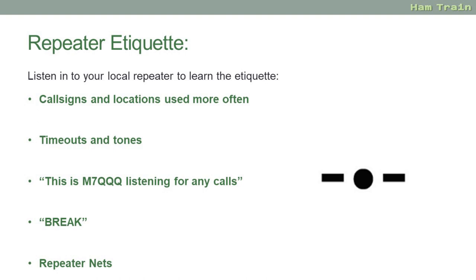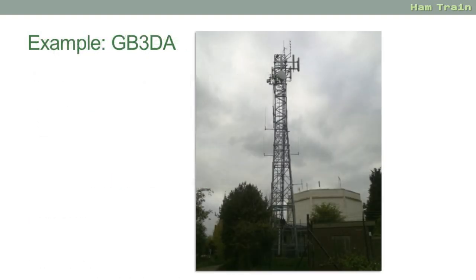If all of that sounds a bit confusing, let's move on to an example. We're going to look at the GB3DA repeater, which is located in Danbury near Chelmsford in Essex. On the screen here you can see a picture of the site. And if you look carefully, about halfway up, you can see a white vertical antenna, which is the antenna used for GB3DA.